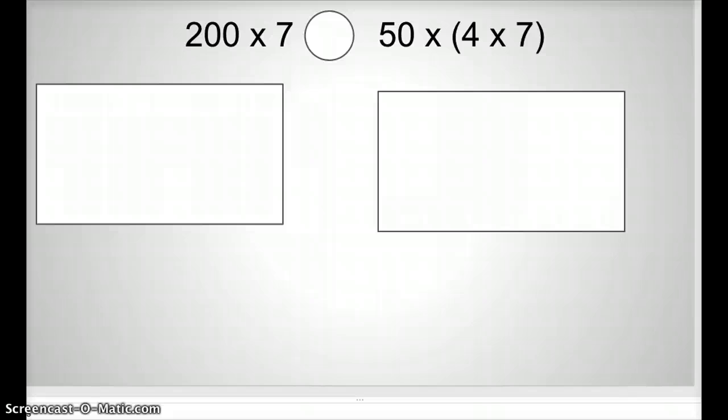Let's go on to the next one. Try again. 200 times 7, which is that less than, greater than, or equal to 50 times 4 times 7? Well, let's look to see if you can find two numbers over here that you can multiply together or add together, depending on what you're looking at. This one's multiplication, so I'm looking for, can I get to 200 or can I get to 7 anyway? Well, 7's already over here, so I'm going to want to leave that alone. Well, what's 50 times 4? Well, that's 200. So over here I have 200 sevens, and over here I have 200 sevens.